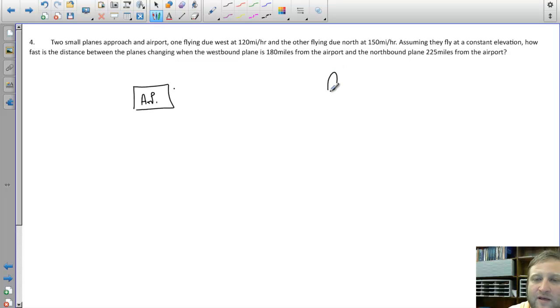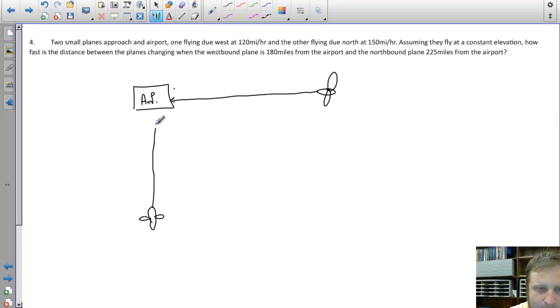Airport, I have one plane that's flying due west at 120 miles per hour. Another plane flying due north at 150 miles per hour.